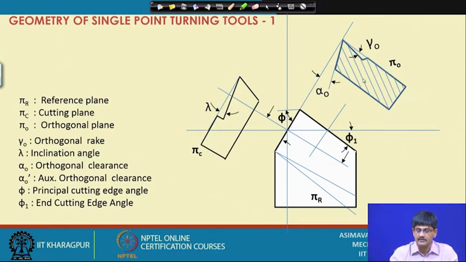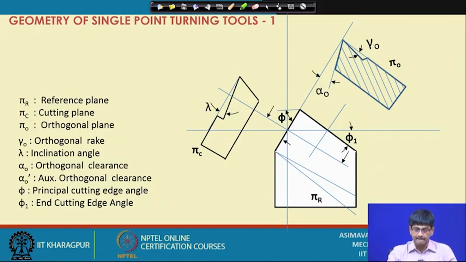Then what is this section? We have cut it here. Sorry, I have not given the name of these sectioning lines. So, we have cut it along this line. This is the trace of what the orthogonal plane looks like, pi o. So, this being the orthogonal plane, the section which is obtained on the orthogonal plane looks like this, and the angle between the rake surface and the reference plane in the orthogonal plane is called gamma o, or orthogonal rake.